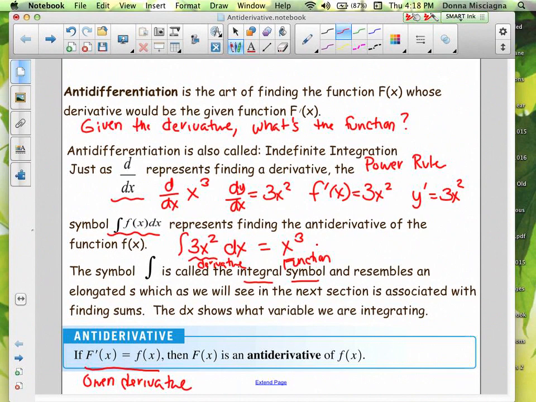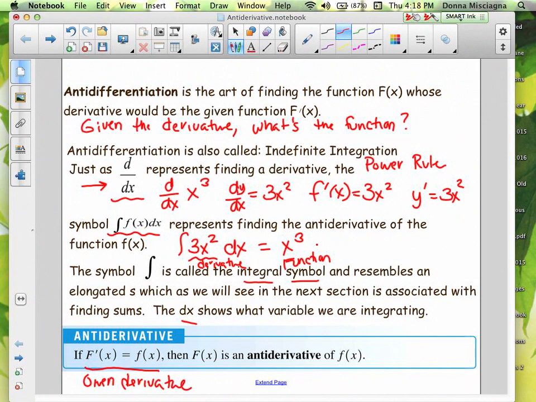And just like when we're taking the derivative, we need to note what we are taking the derivative with respect to. Okay, we're taking the derivative with respect to x. We need to show what we're taking the integral with respect to. So this dx has to be part of our integral there, and it shows with what variable we are integrating. So the dx means we're integrating with respect to x. That's the variable in our function there, and the function who has 3x squared as its derivative is x cubed.